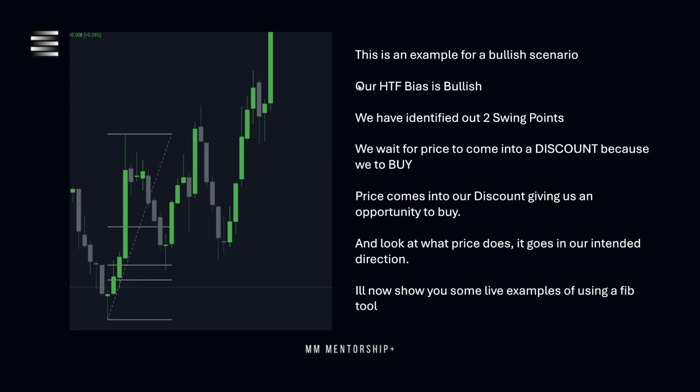Obviously, in this example, higher time frame bias is bullish. We've identified 2 swing points. Wait for price to come into discount because we want to buy. Remember, we don't buy in a premium, so we don't buy. And when it crosses here and when it closes, you can start to look for opportunities, right?